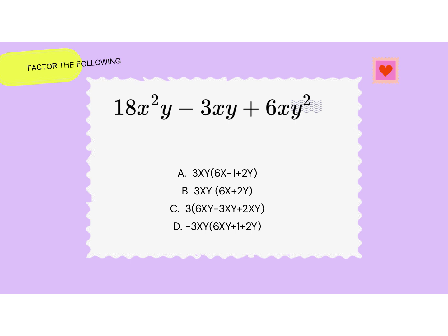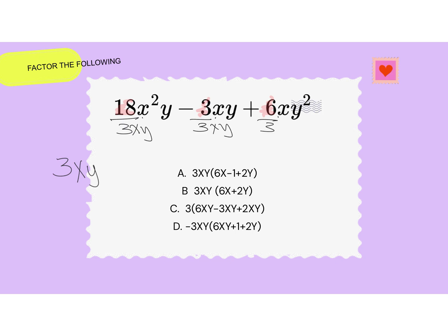So the first thing we're gonna do is look at your coefficients, okay? Do your coefficients have a greatest common factor? Well, yeah, they each can be divided by 3. So the first thing is I know I can take a 3 out. Now I'm gonna look at my variables. Well, they each have one x in common, and they each have one y in common. So the first thing I'm going to do is I am going to factor out a greatest common factor of 3xy.